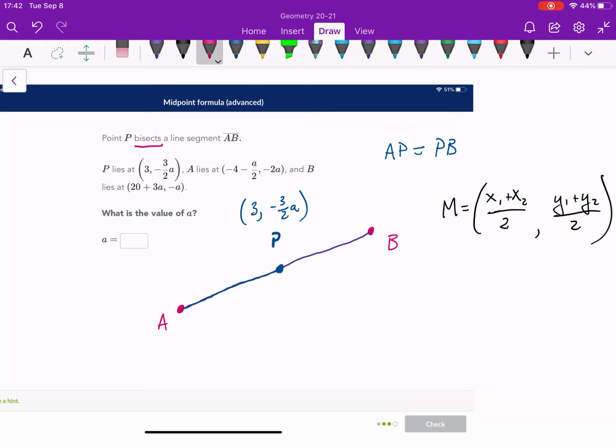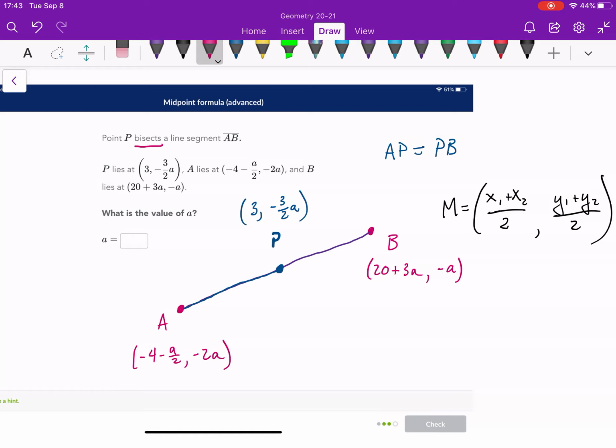A has an x value of -4 minus A over 2, and its y value is -2A. And then point B has an x value of 20 plus 3A, and the y value is -A. Okay, so now we need to find out what that value of A is.